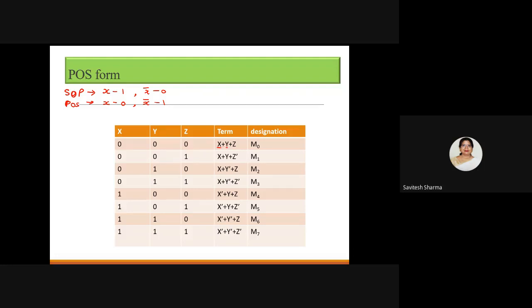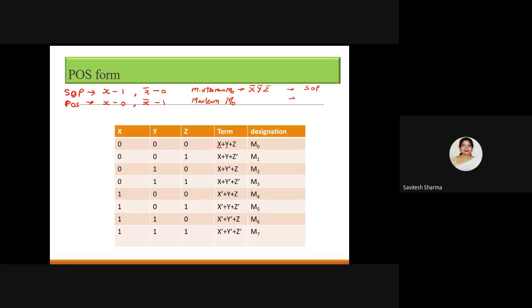Yesterday I was telling you to write the min terms, representing them with a small letter m, and corresponding to that, if xyz is 0, I write x complement, y complement, z complement. But for the max term, the capital M0 actually represents the max term. This is your min term, this is your max term. Max term is required for POS form and min term is required for SOP form.